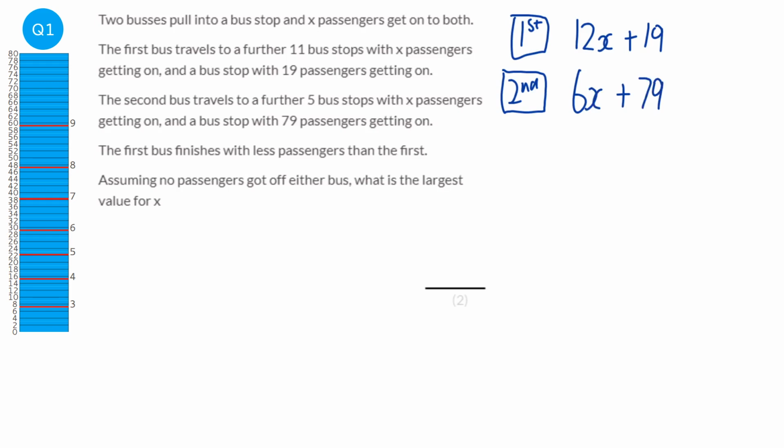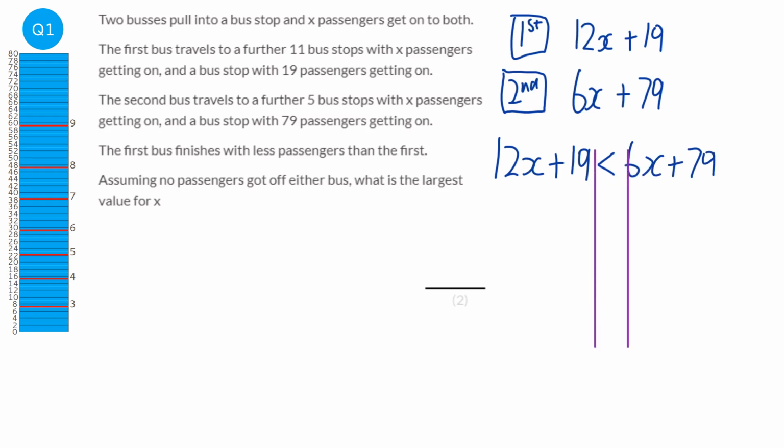And it says the first bus finishes with less passengers than the second. So the first bus finishes with less. And the way we show that is with this inequality here. Now all we need to do is solve that inequality.